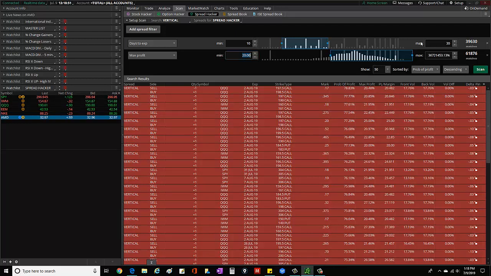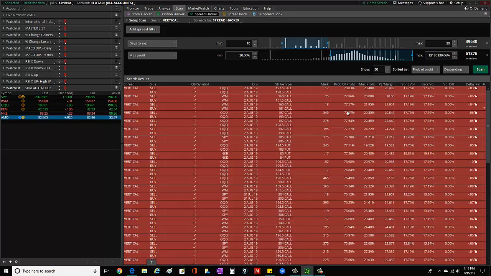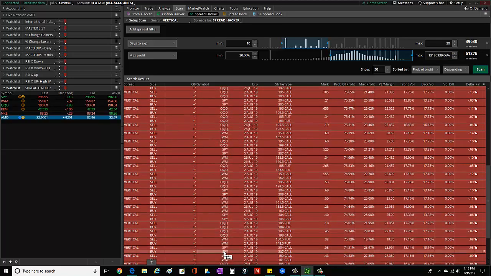Just make sure you get these numbers put in there. I would leave the max profit at max, but you can put it at whatever you prefer. If you want to just put it at 21, I don't know, it's up to you. But go ahead and hit scan. Let it populate, and you can look quickly through the different ticker symbols that it found something on.